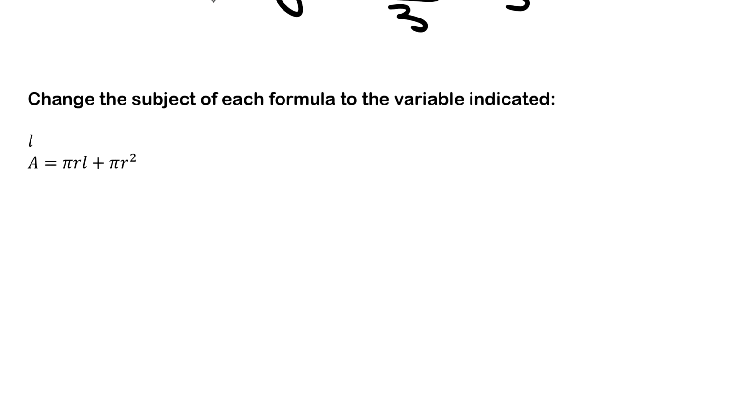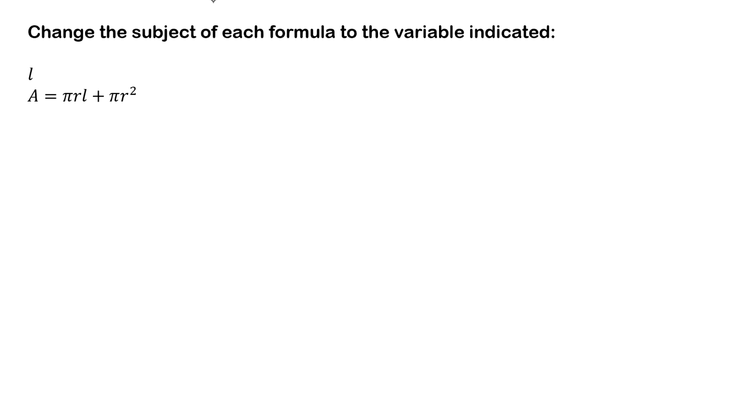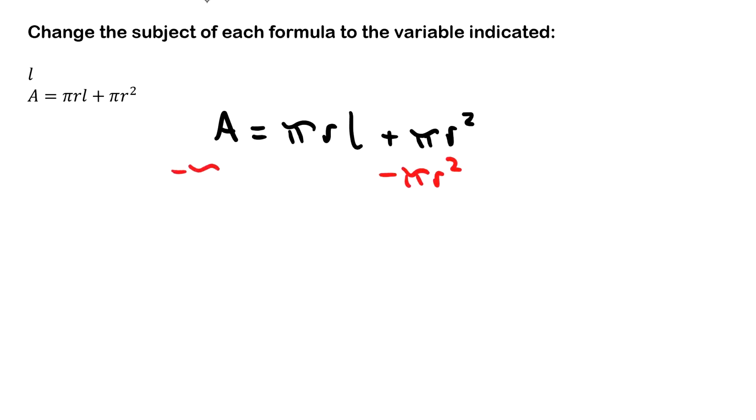So here are some actual formulas that we might need to use, and we're changing the subject. Here we have a equals pi rl plus pi r squared. I want L as the subject. So the first thing I want to do is move the thing that doesn't contain the L. So I can move the pi r squared all together. I'm going to move it over here. That cancels that out and I'm left with a minus pi r squared equals pi rl.